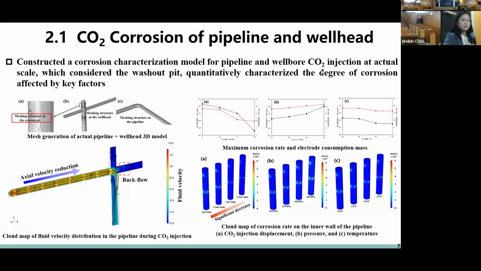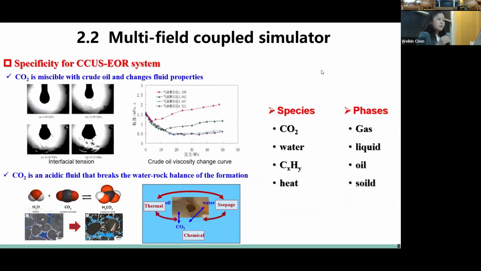The first one is about the CO2 corrosion of pipeline and wellhead. We constructed a corrosion characterization model for pipeline and wellbore CO2 injection at actual scale, and also considered the washout height to quantitatively characterize the degree of corrosion affected by key factors. And the second work is a multi-field coupled simulator.